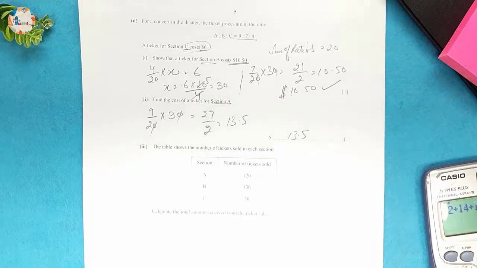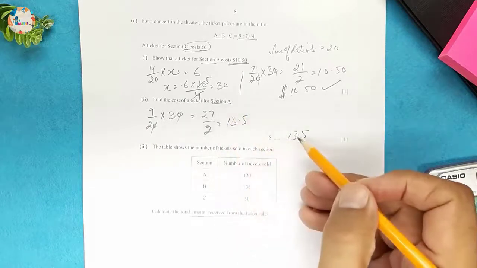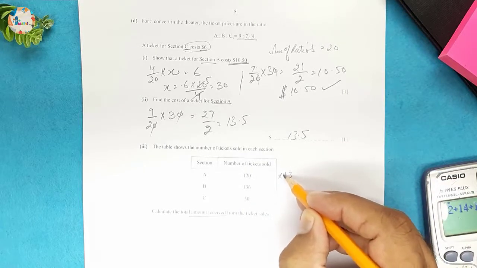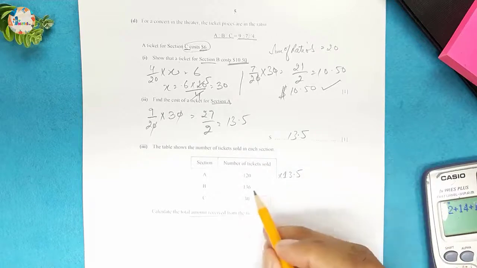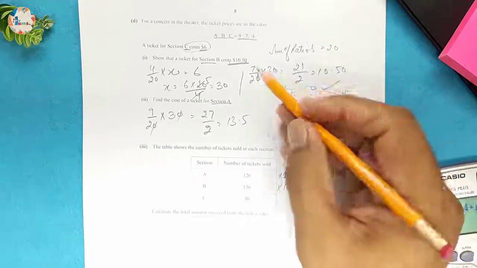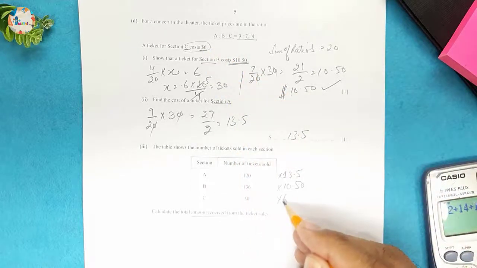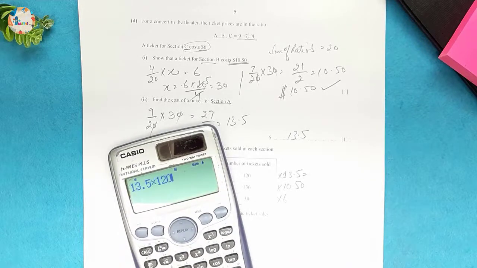The table shows the number of tickets sold in each section. So A, this one, B, this one, C, this one, and calculate the total amount received. So for A, the price is 13.5, so we'll multiply this with 13.5, and for B we will multiply by 10.50, and for C the cost is provided, which is 6, so we'll multiply this, and after multiplication we can check 13.5 multiplied by 120.